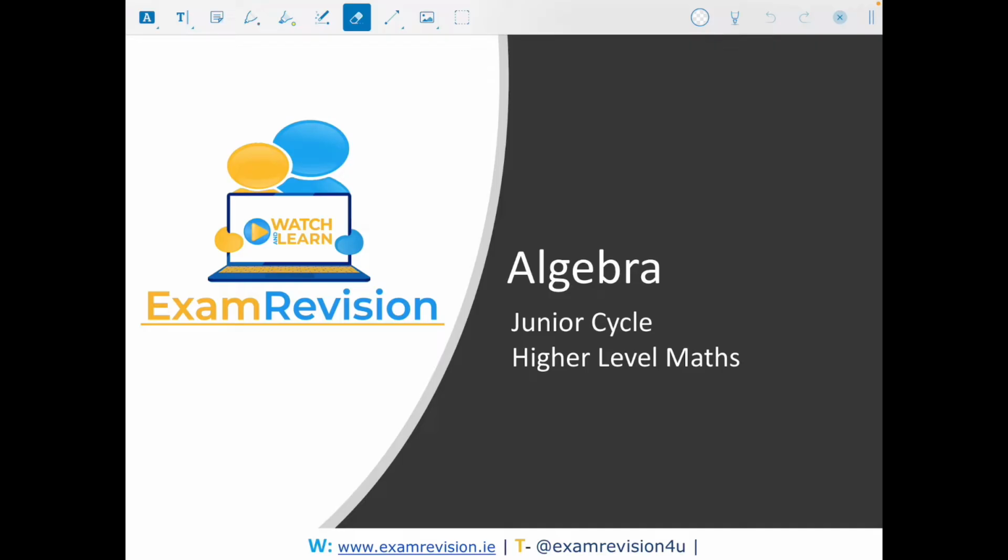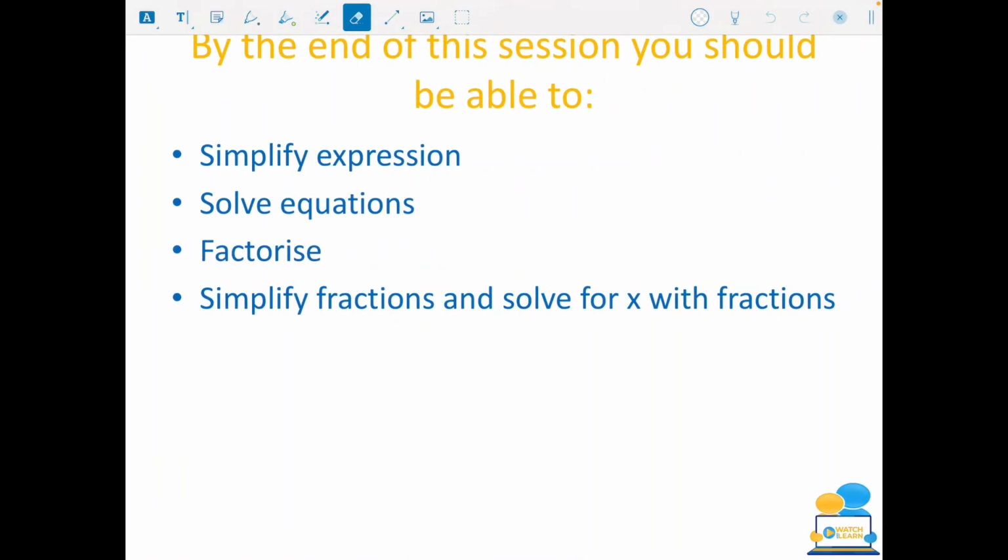So today we're going to be looking at the topic of algebra for junior cycle higher level maths. We all know how important algebra is for all chapters on the junior cycle course, so it's really important that we're able to master our knowledge of algebra. Today we're going to look at quite a bit. We're going to start by looking at simplifying expressions and solving equations. Then we'll move on to factorizing and we'll finish up with fractions.